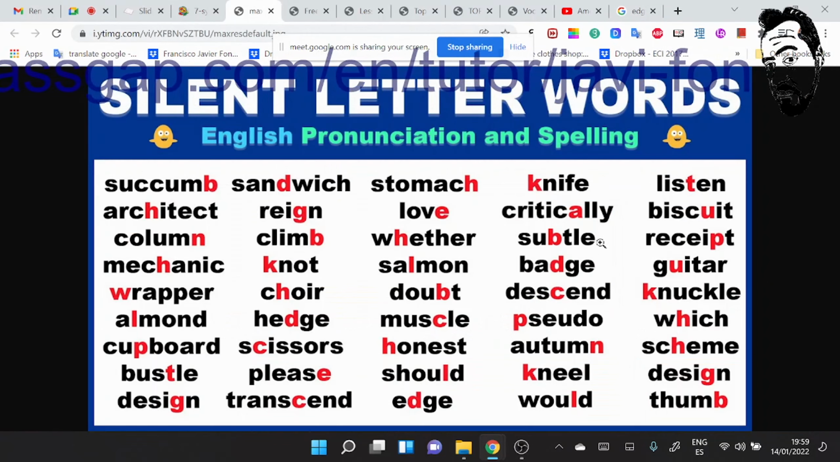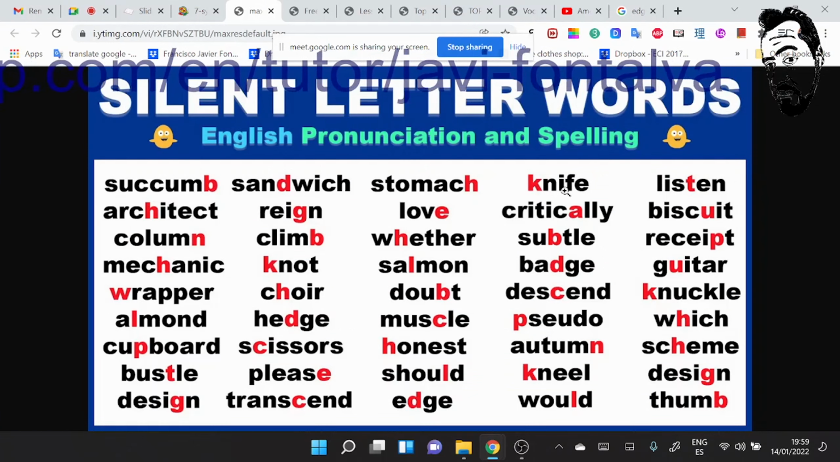Okay. Tell me this one. Knife. Perfect. So not "knife" with the K, but "knife". Okay, this one. It's not only for this word, it's for every word ending A-L-L-Y.